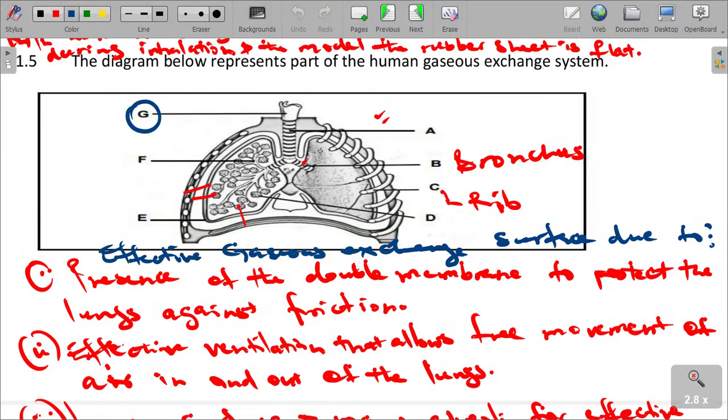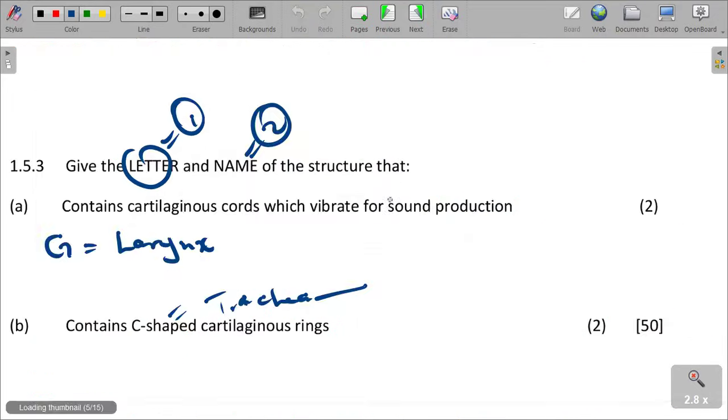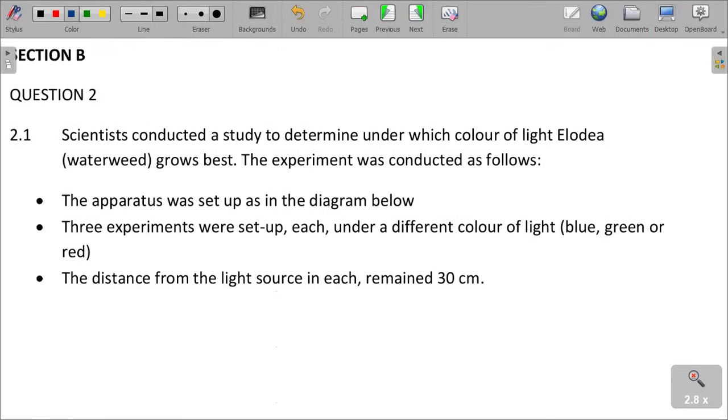So the trachea is represented by A. We have got the trachea here, which represents A. So it is A. The trachea is the one that identifies what is given there. And then we want to quickly go to question B.